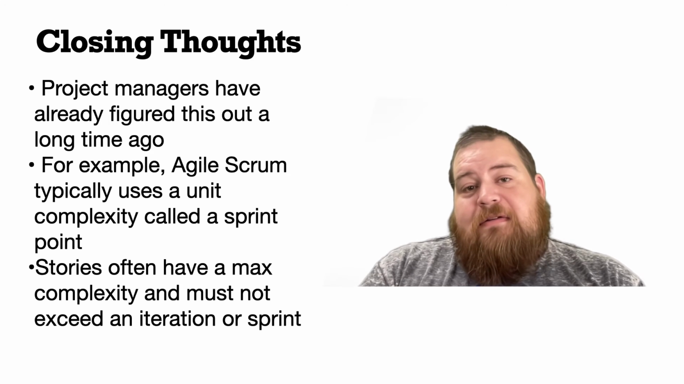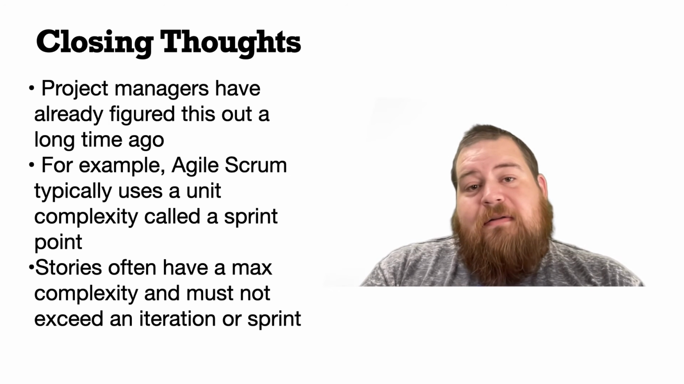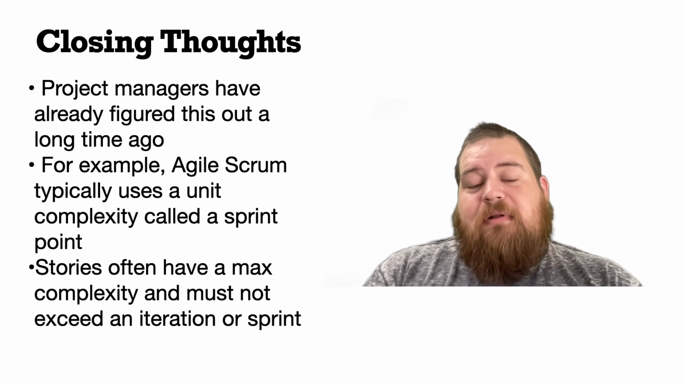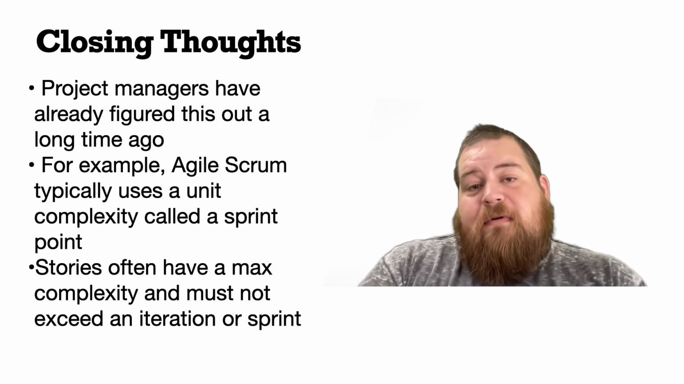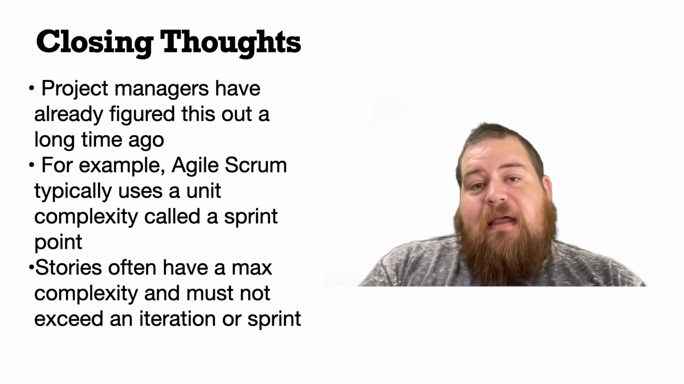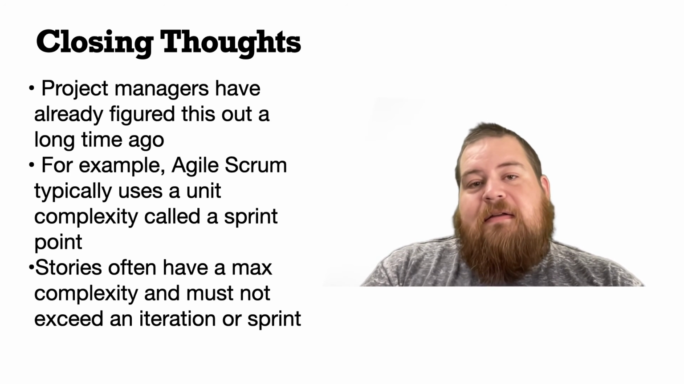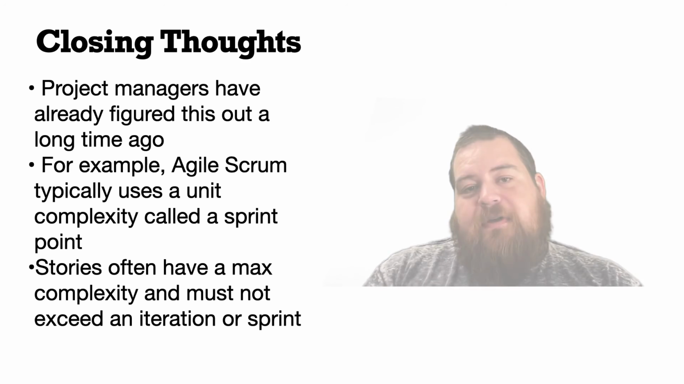You work in Agile Scrum in units called a sprint, which is an iteration, and you measure items that you can do within the sprint using sprint points, which typically reflect complexity. And there's just some rules. Stories can't be more than a certain amount of complexity, and everything that you take on needs to fit within an iteration or a sprint.